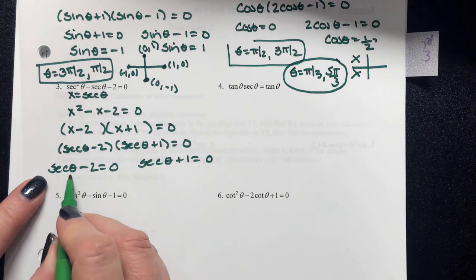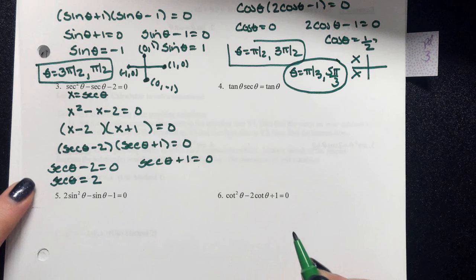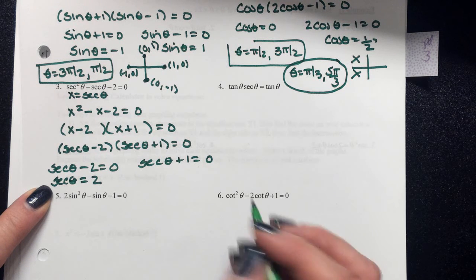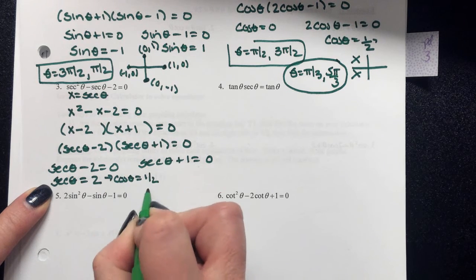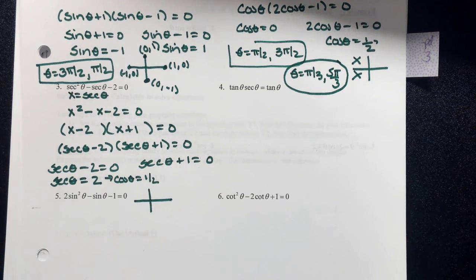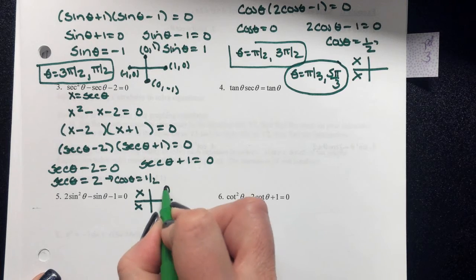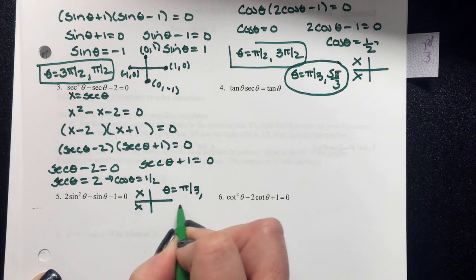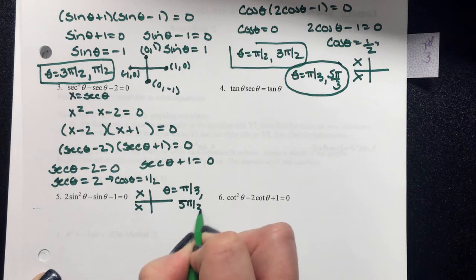So now I need to get secant by itself, so what am I going to do? I'm going to add 2. Well, secant's reciprocal of what? Secant's reciprocal of the cosine. So let's see, where is cosine theta equal to a half? So where am I looking for my solutions when cosine's equal to a half? 1 and 4. So again, the angle in quadrant 1 is going to be at pi over 3, and then the one down there in 4 is going to be 5 pi over 3.